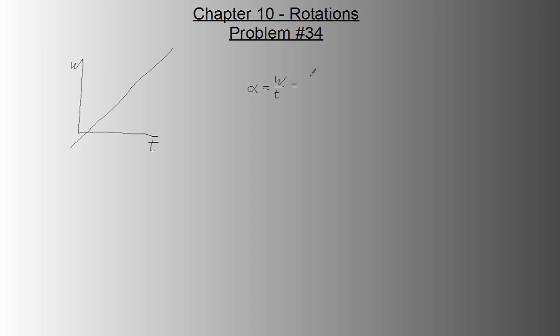And so the rise, if you look on the graph on page 268 for number 34, you go up 9 and over 6. So that gives you 1.5 radians per second squared for the angular acceleration. That's part A. Piece of cake. Part B, what's the kinetic energy at t equals 0?